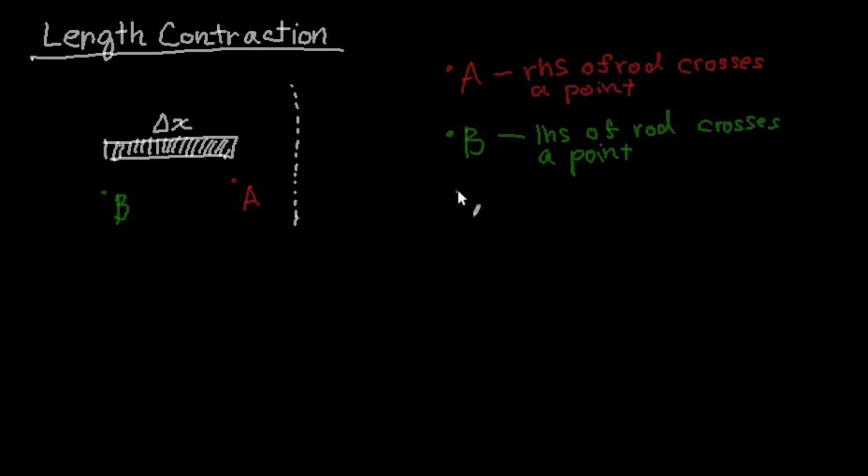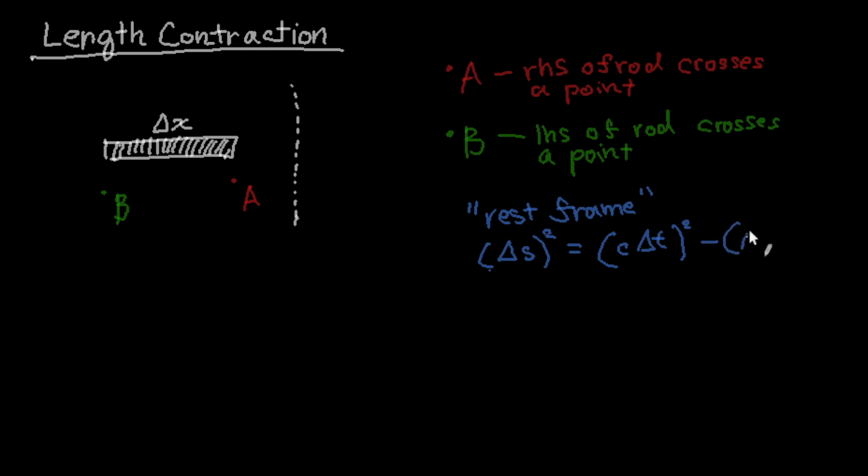Now we can analyze the situation in the rest frame of the object and construct an invariant interval. So in the rest frame, delta s squared is going to equal c times delta t, as measured in the rest frame, squared minus delta x squared.